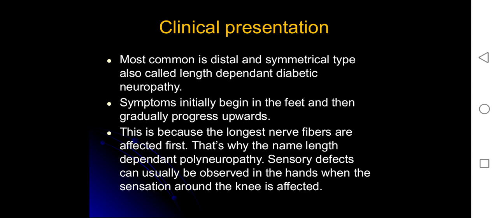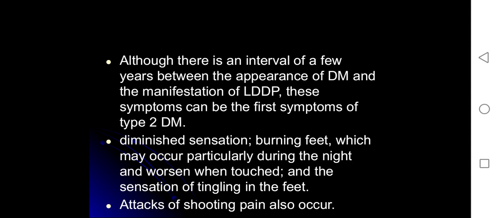Symptoms initially begin in the feet and then gradually progress upwards. This is because the longest nerve fibers are affected first. That's why the name length dependent polyneuropathy. Sensory defects can usually be observed in the hands when the sensation around the knee is affected. Although there is an interval of a few years between diabetes and neuropathy, this might be the first symptom of type 2 diabetes mellitus.